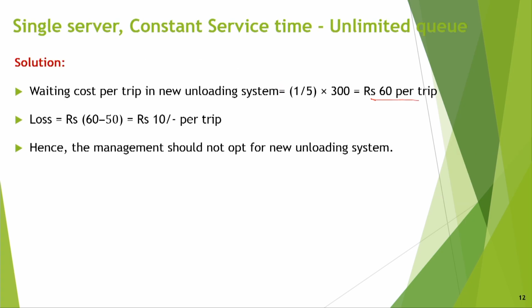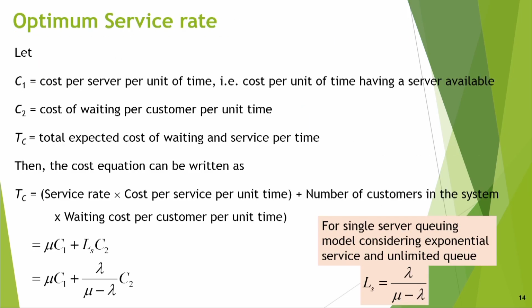So, now let us say that C1 is equal to cost per server per unit of time, that is, cost per unit of time of having a server available, and C2 is equal to cost of waiting per customer per unit time. TC is equal to total expected cost of waiting and service per unit time. Then the cost equation can be written as TC is equal to service rate into cost per service per unit time plus number of customers in the system into waiting cost per customer per unit time.